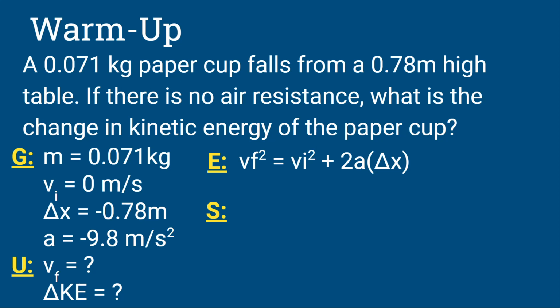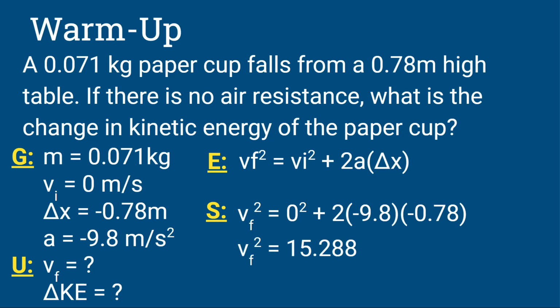So let's go ahead and substitute in. Vf squared equals 0 squared plus 2 times negative 9.8 times negative 0.78. That 0 squared, I'm just going to cross through that. So I'm really just multiplying 2 times 9.8 times 0.78. Those negatives are going to cancel. That leaves me with Vf squared equals 15.288.